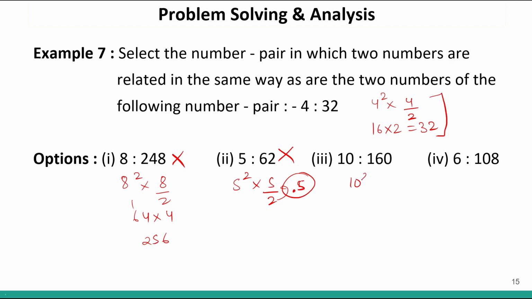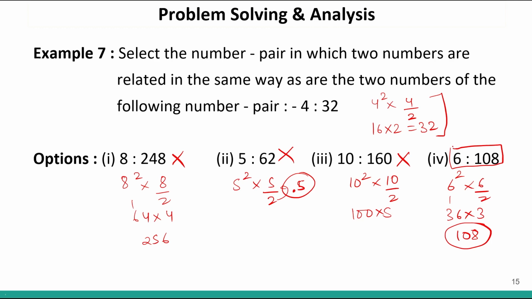Now, 10 square into 10 by 2. So 10 square is 100 into 5 will be 500. So incorrect again. Let us check for 6. 6 square into 6 by 2. 6 square is 36 into 3. This will be equal to 108. So this is the correct pair. 6 is to 108. Hence option number 4 is the correct answer to this question.